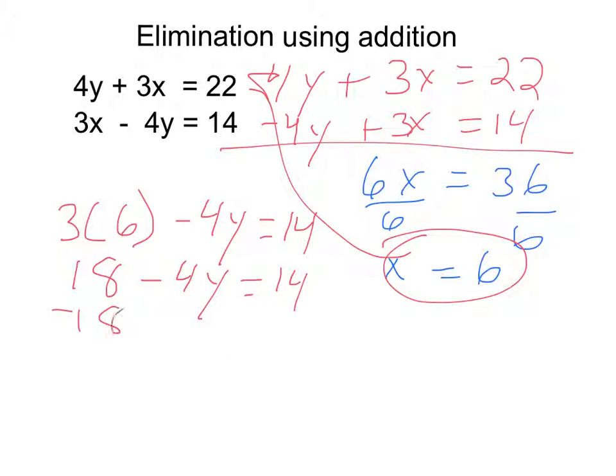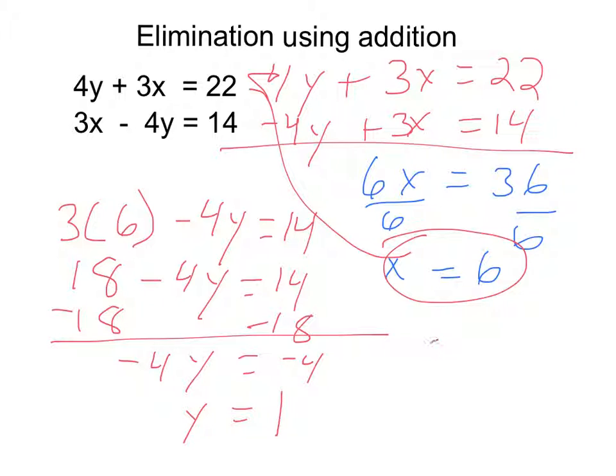Subtract 18, subtract 18. And you end up with negative 4y is equal to negative 4. So y equals positive 1. Our ordered pair is 6, 1.